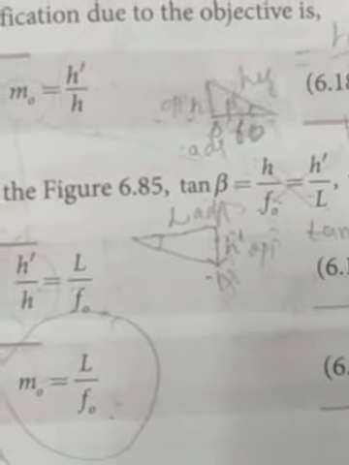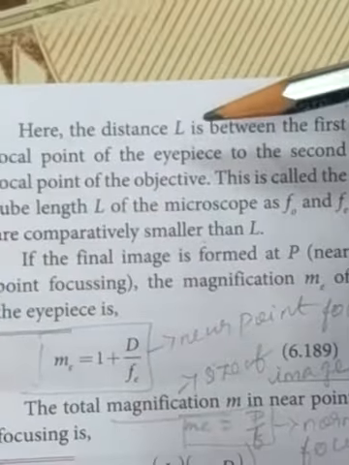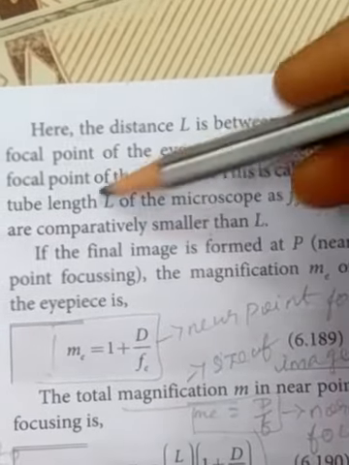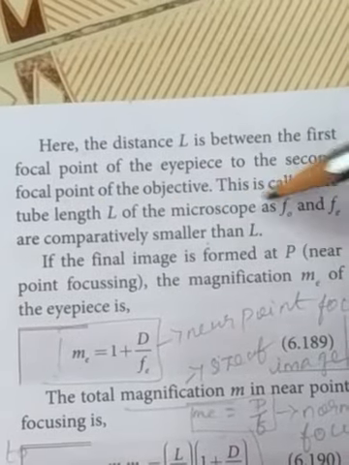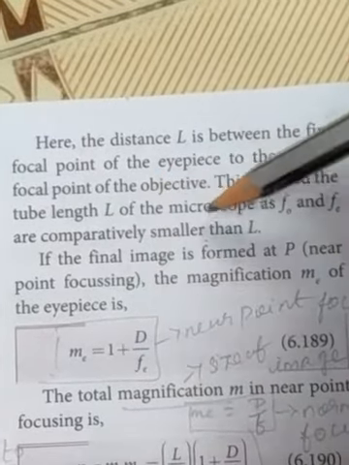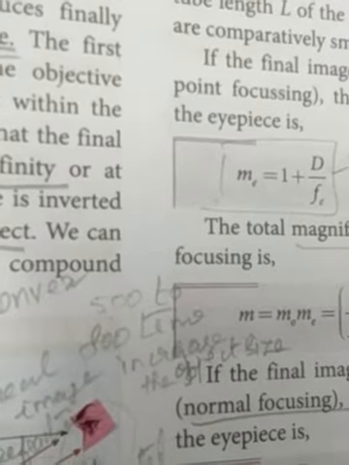Next, the distance L is between the first focal point of the eyepiece and the second focal point of the objective. This is called the tube length L of the microscope. F naught and FE are comparatively smaller than L. For the inverted image produced, the distance to the focal point we are taking as L.